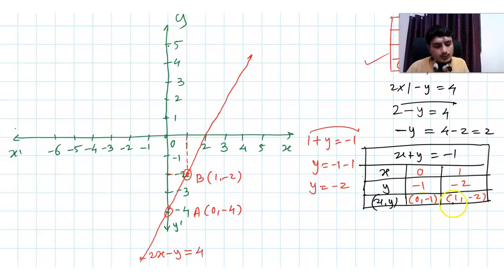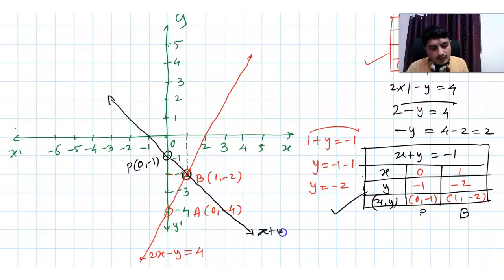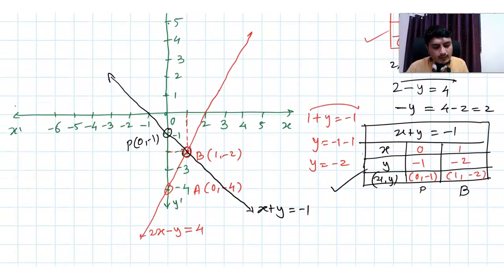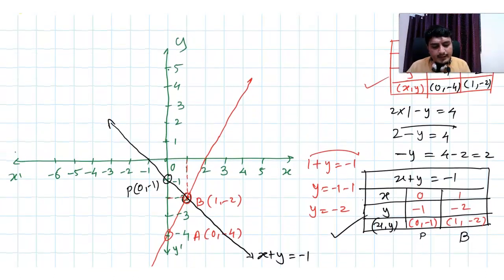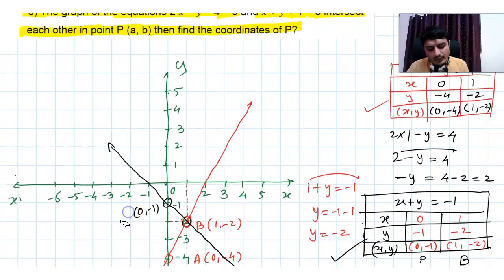Now look at the next two coordinates as per the second table. 0, minus 1 will lie on the y-axis. Let P be the point having the coordinates 0, minus 1, and Q be the point 1, minus 2. Already we have the point B, so we may assume it as B, 1, minus 2. So let's draw the line passing through the points P and B, whose equation is x plus y equals minus 1. Now those two lines intersect each other at point B. We may assume the other point as C, and this as the point P.